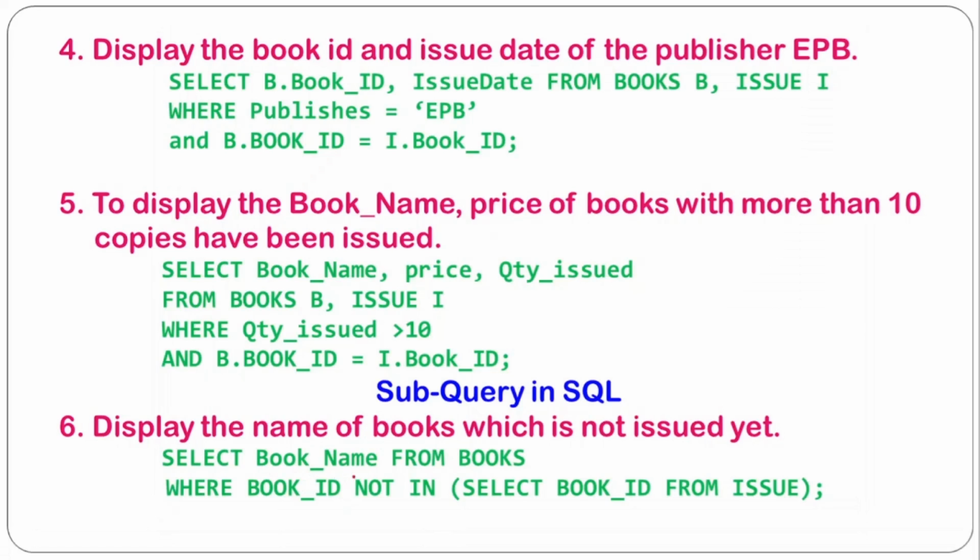The query will be select book name from books. We want to display only the book name, and here we have a nested query: select book ID from issue. So first the nested query will be executed. First all the book IDs will be selected and we will get a list of book IDs. Since it is a list of values, we have to use not in to specify the condition based on a list, and the complete query will be select book name from books where book ID not in (select book ID from issue). You have to note that the subquery should be given in brackets.